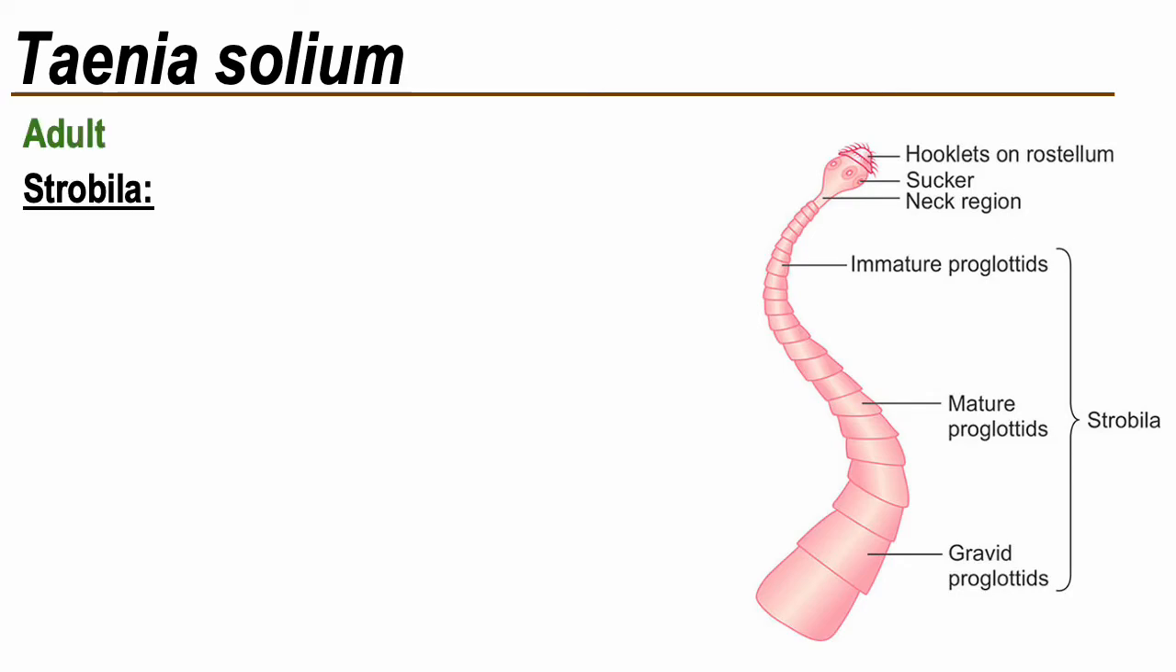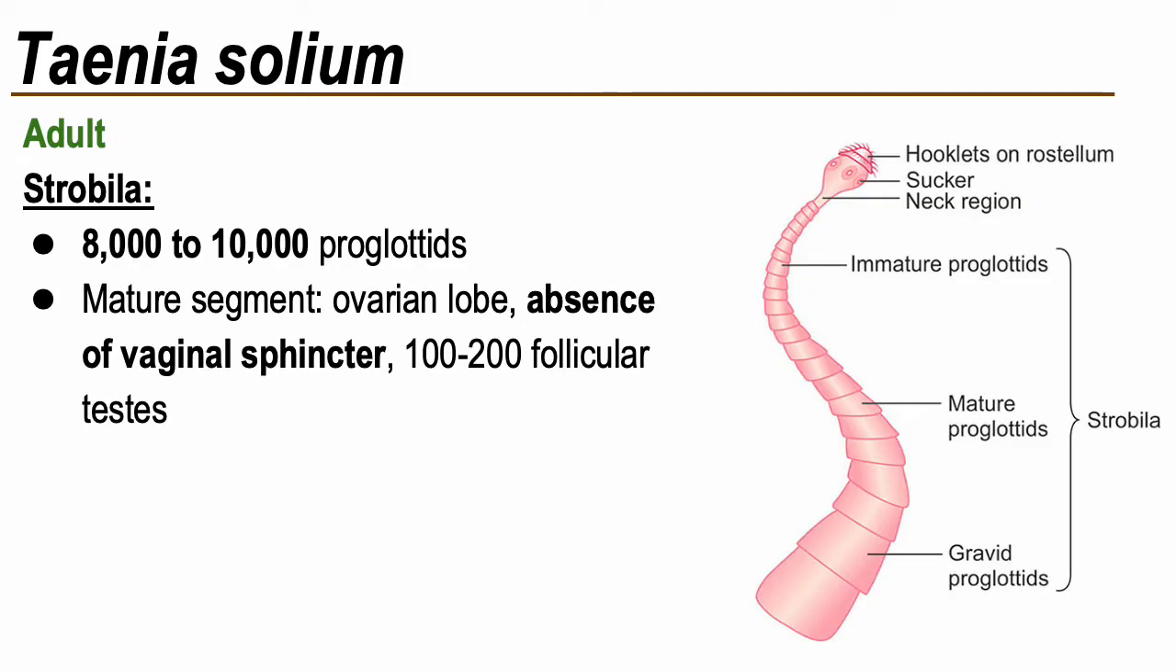So now let's move on to the proglottids of Taenia solium. The general morphology of the proglottids usually resembles that of other Taenia species such as Taenia saginata. But the only difference for Taenia solium is that its strobila contains 8,000 to 10,000 proglottids, and its mature segment contains an accessory ovarian lobe, an absence of vaginal sphincter, and a presence of 100 to 200 follicular testes.